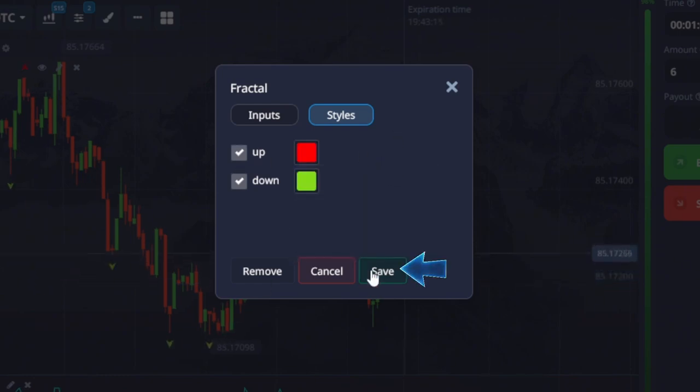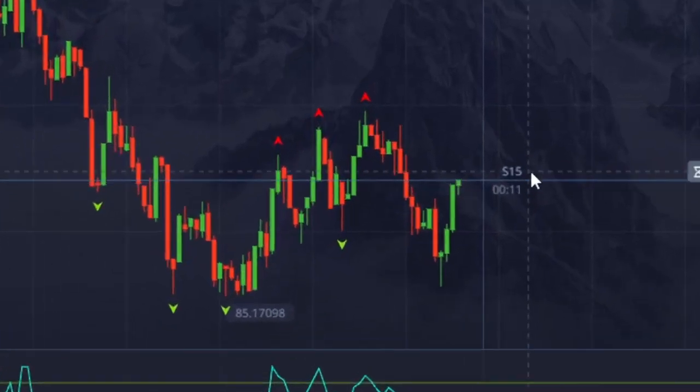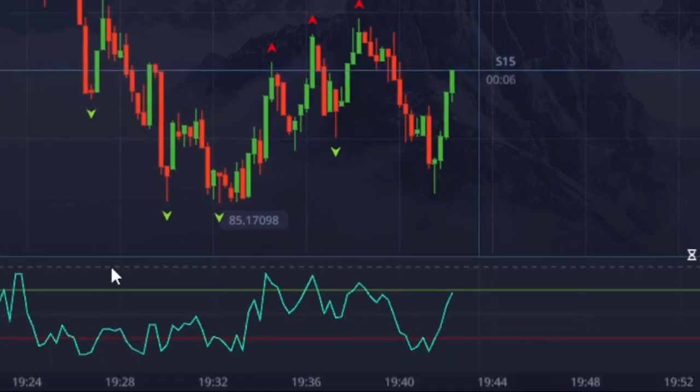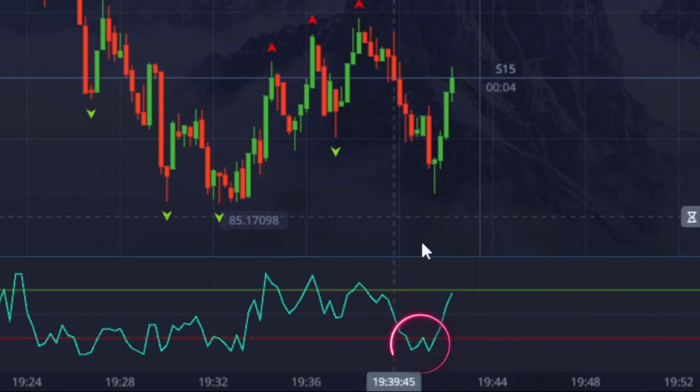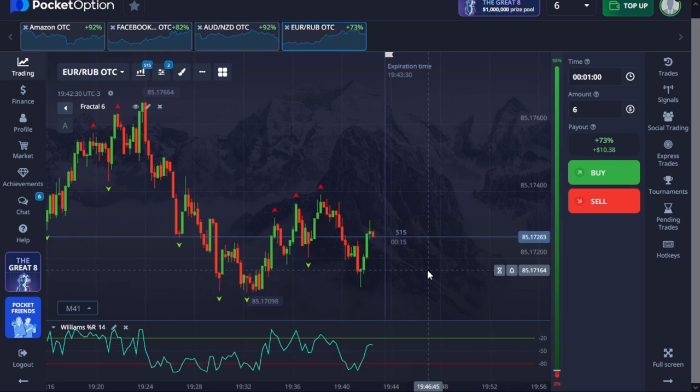What does this strategy consist of, guys? When the Fractal gives me the entry and the Williams is in the lower part, in favor of the trend, we would enter down. Having more or less explained the strategy, I'm going to look for an entry.